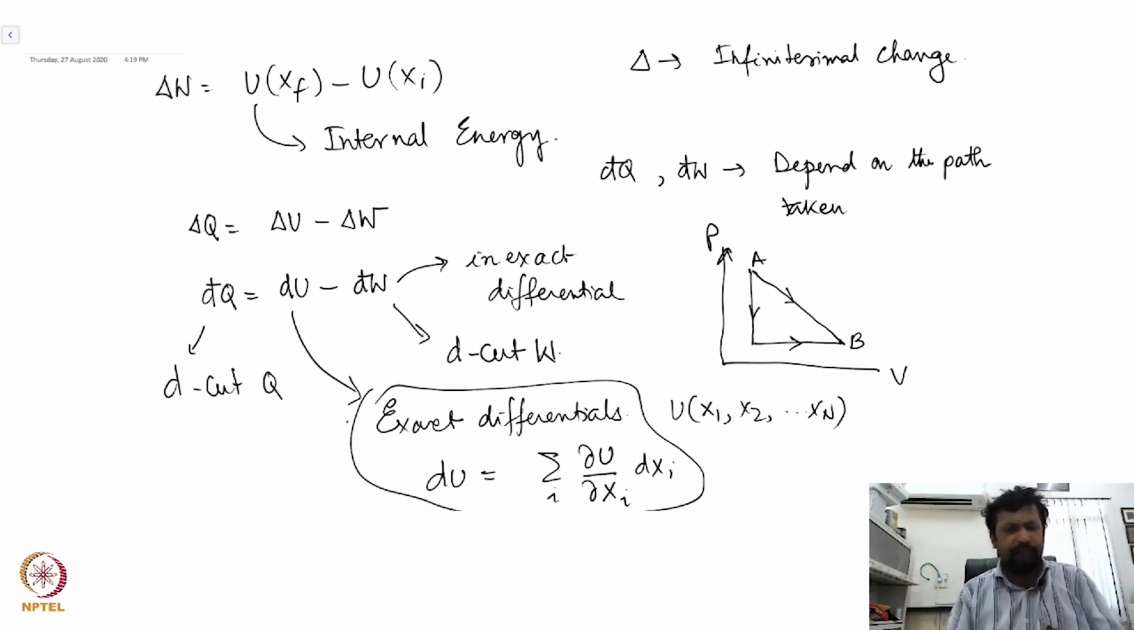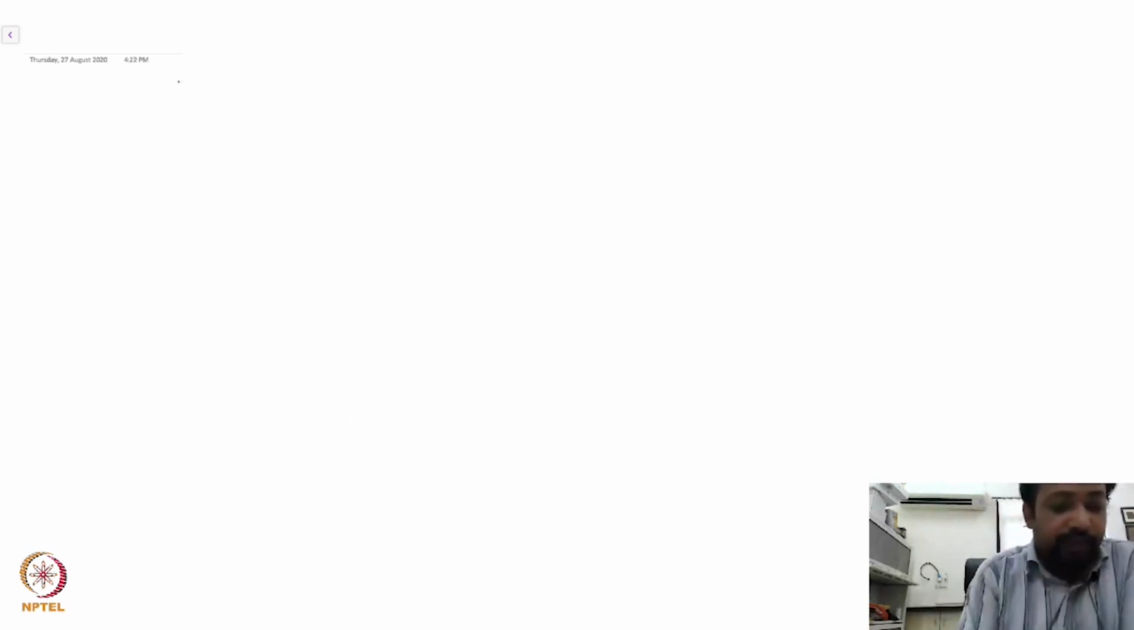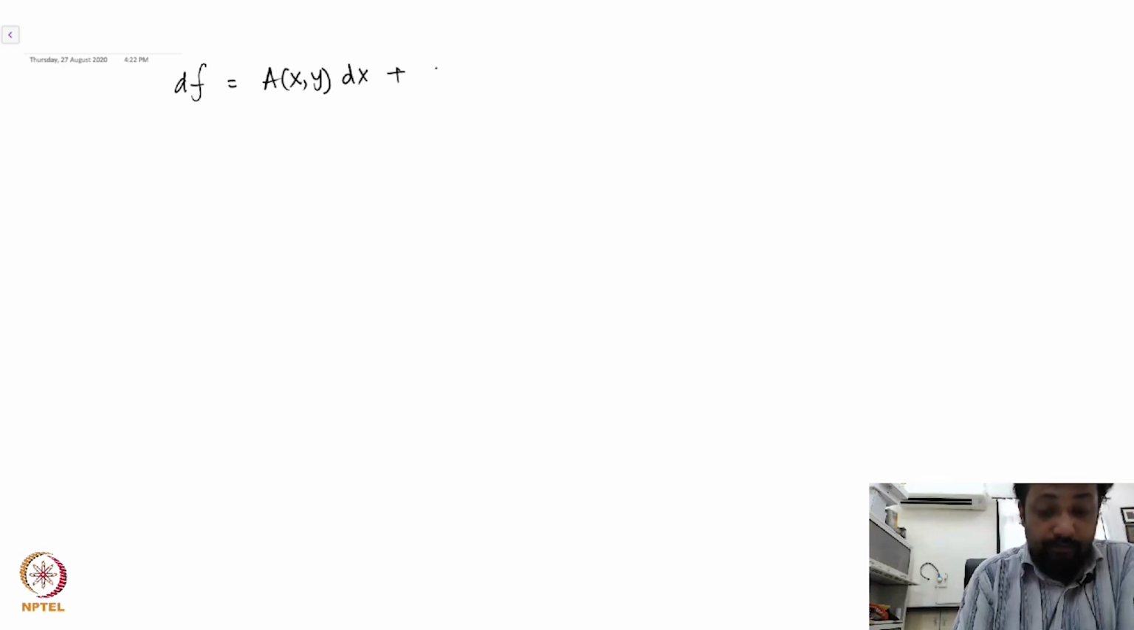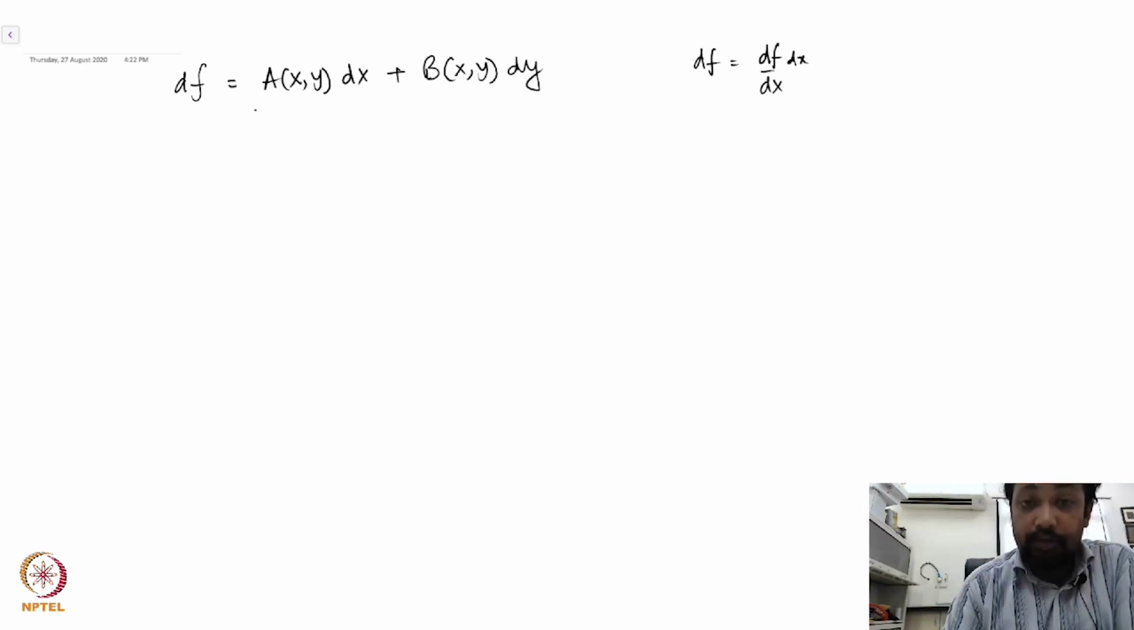So we shall do it very briefly. How do you differentiate between an inexact differential and an exact differential? An inexact differential, for example, if I have a function df, I can write this as a(x,y) dx plus b(x,y) dy. This is the change in this function. Now remember, if you have done calculus of a single variable, then df is df/dx times dx. But now this is calculus of many variables, so there is more than one variable involved.